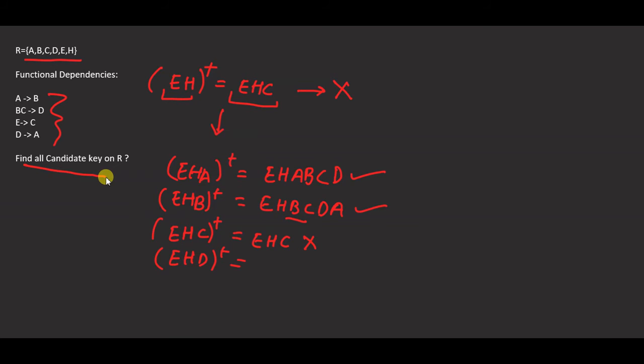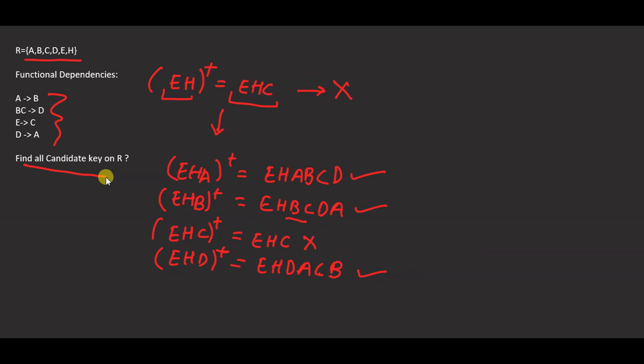Now let's see EHD. From D we can derive A. From E we can derive C. H nothing. From D I can go to A, and from A I can derive B. So let's see if all are there: A, B, C, D, E, H. All are there. So these 3 are candidate keys.